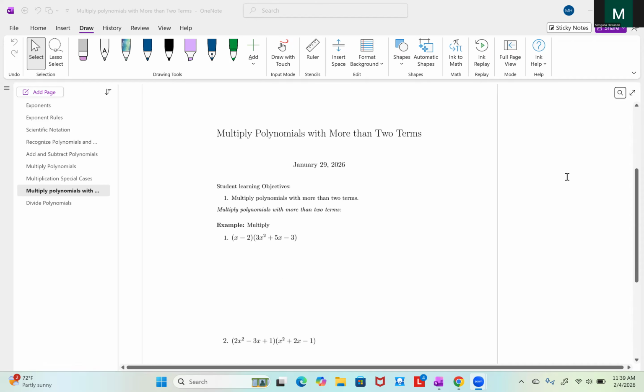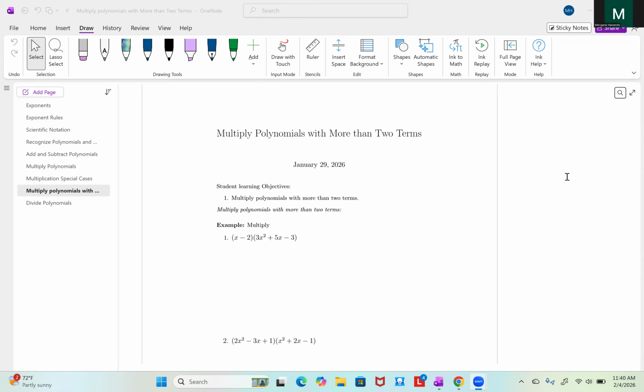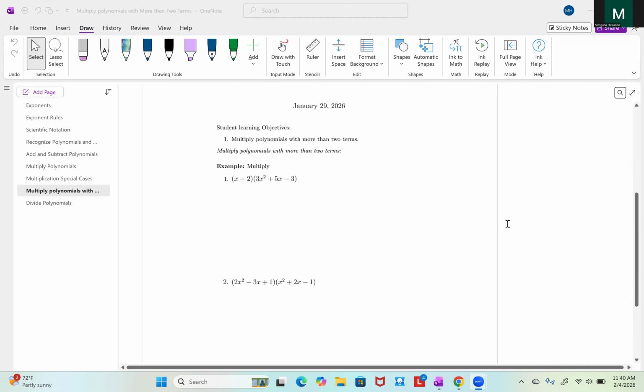Multiply polynomials with more than 2 terms. Student learning objectives: multiply polynomials with more than 2 terms. So, multiplying polynomials with more than 2 terms. Example: multiply x minus 2 times 3x squared plus 5x minus 3.